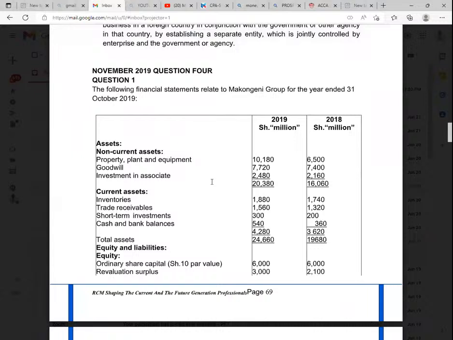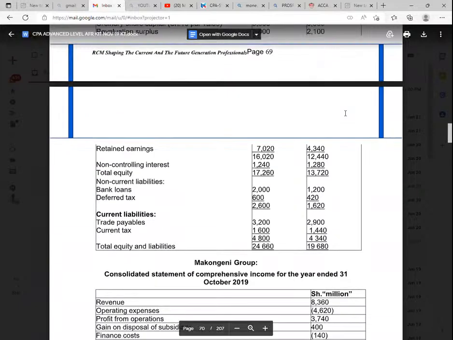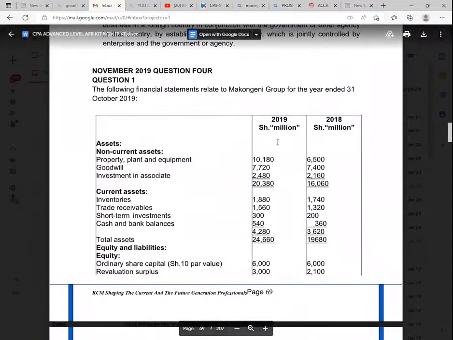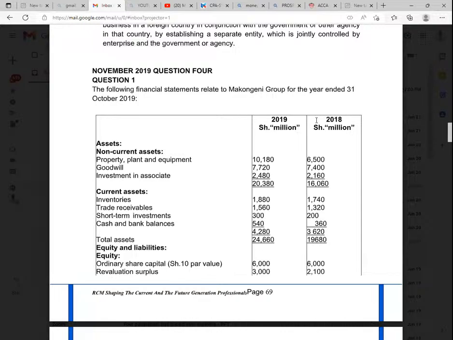Now, we are told the following financial statements relate to Makongeni Group for the year ended 31st October 2019. So remember, for you to be able to do a cash flow statement, for the balance sheet you must be given 2 consecutive years' balance sheets. But for the income statement, you only need the income statement for the current year. So the statement of financial position, two of them, current year and last year.